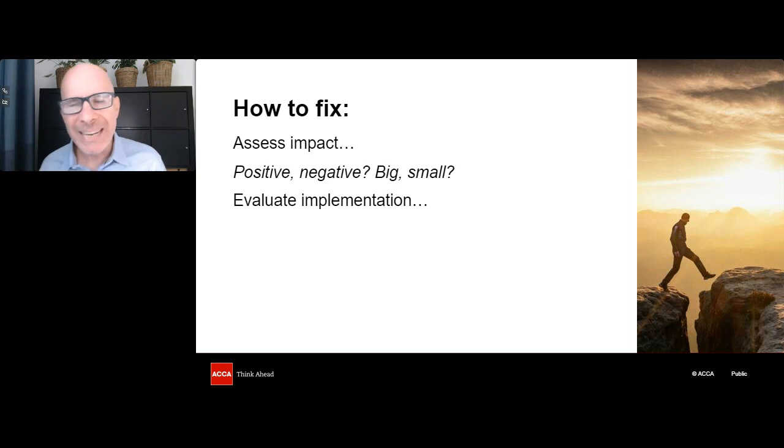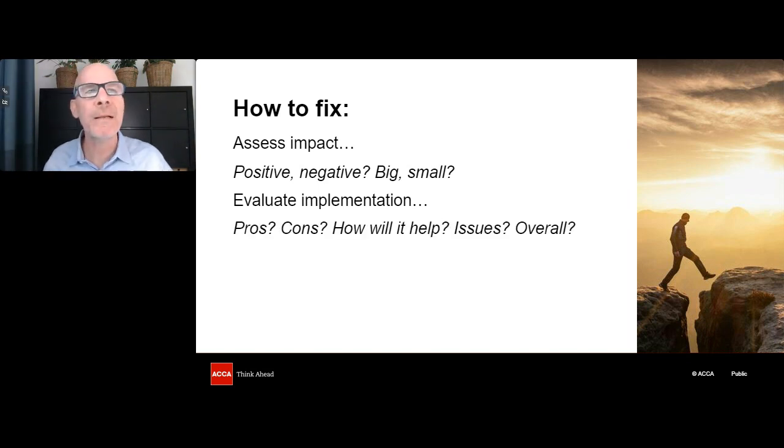Guys, evaluating the implementation of radio frequency ID tags on the logistics function of the company. You're not going to describe what they are. You're not going to describe how it works. You're going to immediately jump in with pros and cons. How will it help? What are the issues? And when you're doing this, please arrive at an overall comment that is supported by what you've said above. Okay?